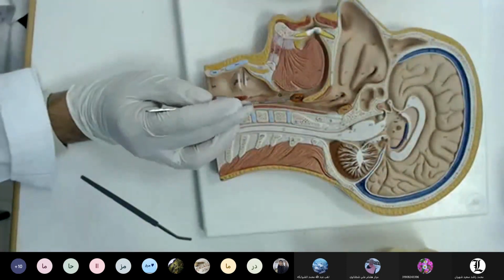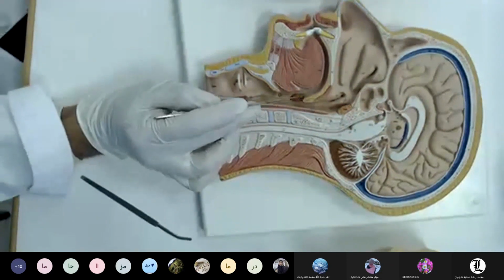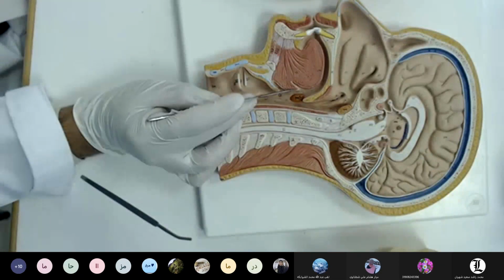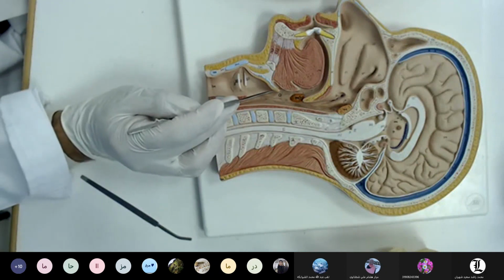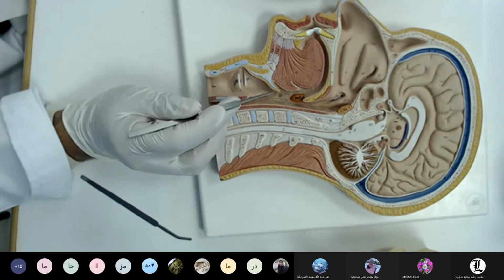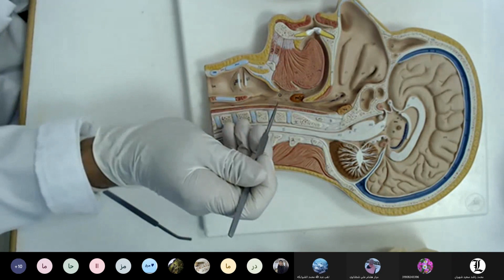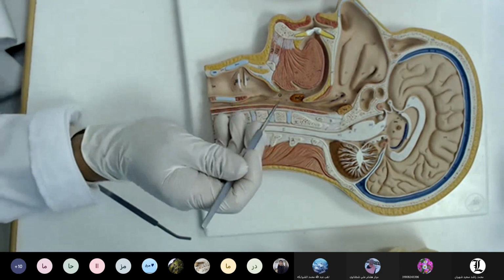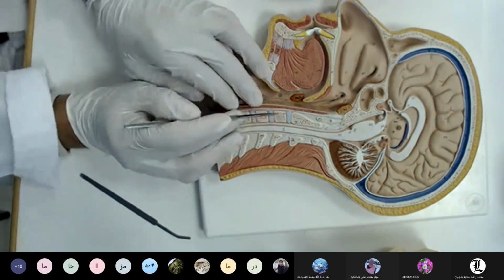So the roof of the oropharynx is made by the soft palate here, and the floor is made by the posterior one third of the tongue and the epiglottis. Guys, here's the vallecula here, and just a posterior relation, guys, which is also important.